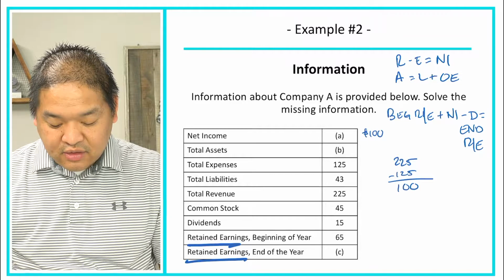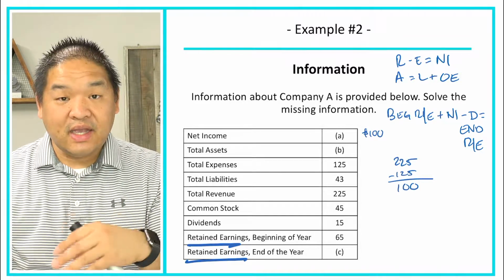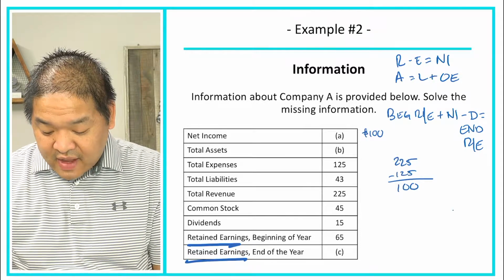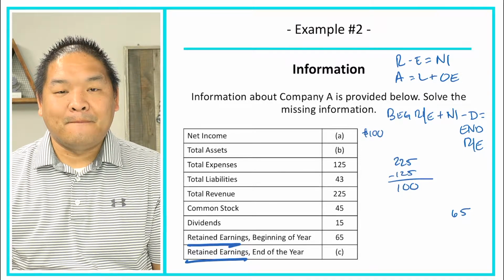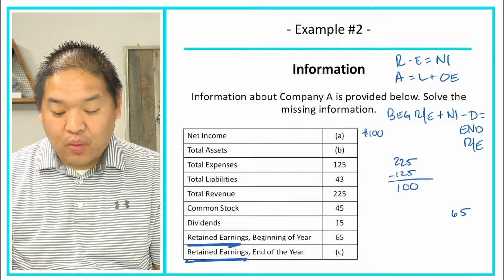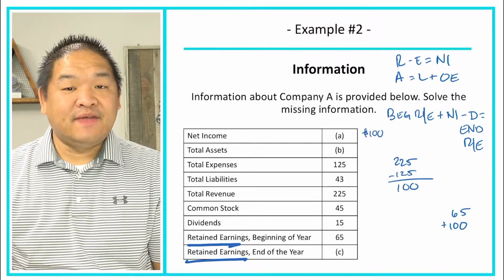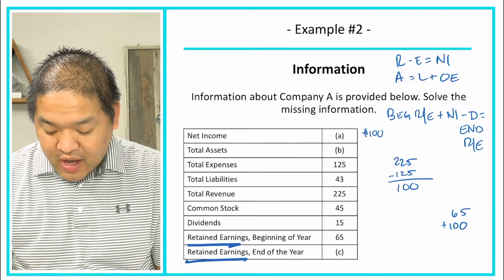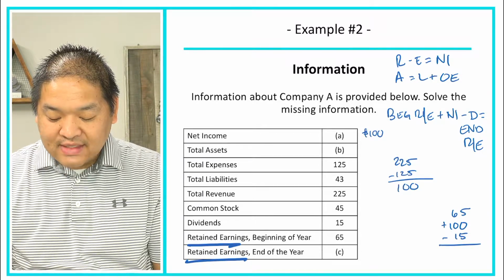So the statement of retained earnings, we would start with beginning retained earnings. So what's our beginning retained earnings here? 65. So we'll start with 65 here. Do we have any net income? We just calculated that. So our net income would be what? $100. So we're going to add $100. Do we have any dividends? Dividends here, $15. So we'll subtract $15. And then that will give us our ending retained earnings.